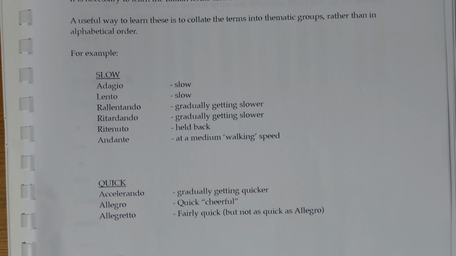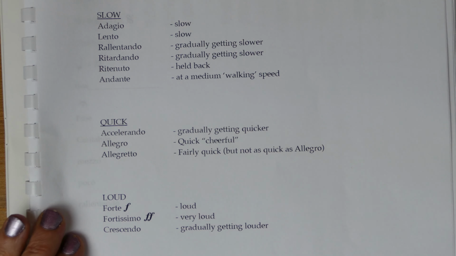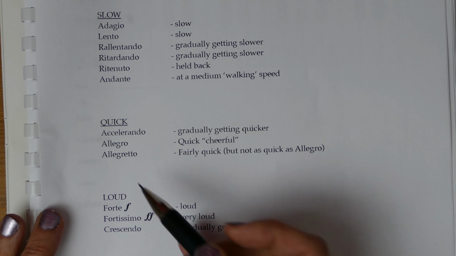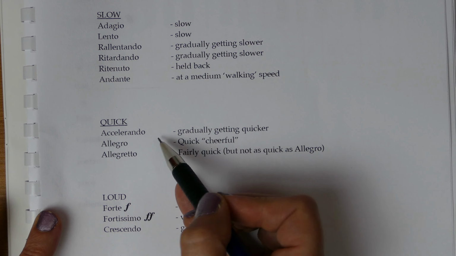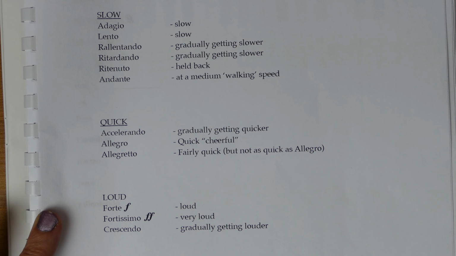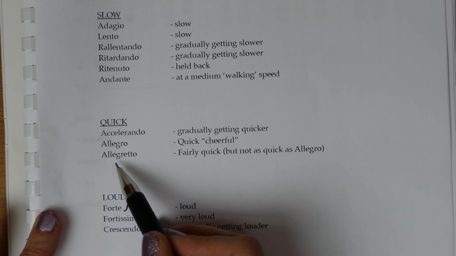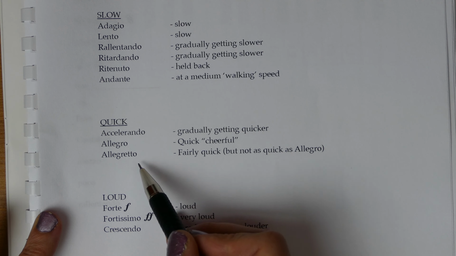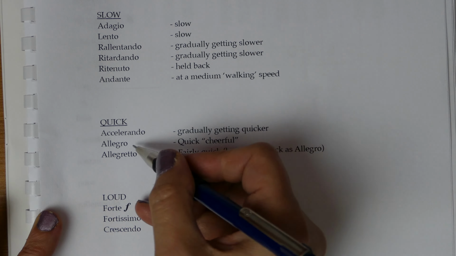And then if we just move on to the next group where we're talking about things related to quickness of tempo or speed, accelerando is gradually getting quicker, and that's easily associated with the word accelerate. Allegro is quick, literally cheerful, and so allegretto is a derivative of that word, which is fairly quick, but it's not as quick as allegro, the root word.